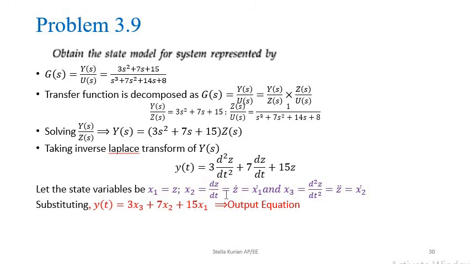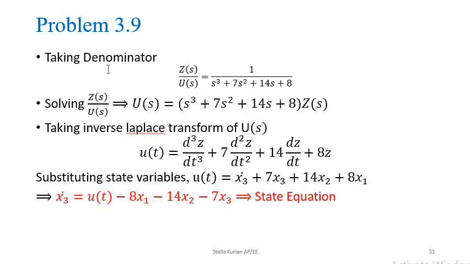Now we have solved the numerator part or first part of the whole transfer function. Now we will be taking the second part, which is z of s by u of s is equal to 1 by s cube plus 7s square plus 14s plus 8. Now the second part will be taken and it will be solved. So the denominator function was z of s by u of s is equal to 1 by s cube plus 7s square plus 14s plus 8.